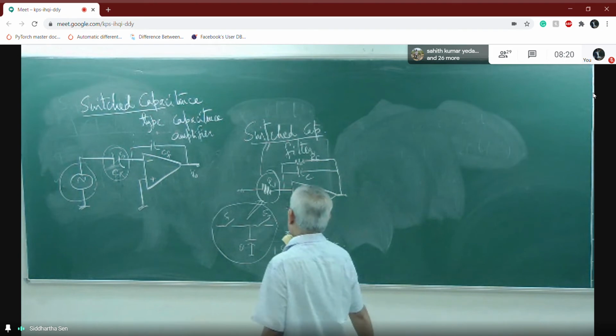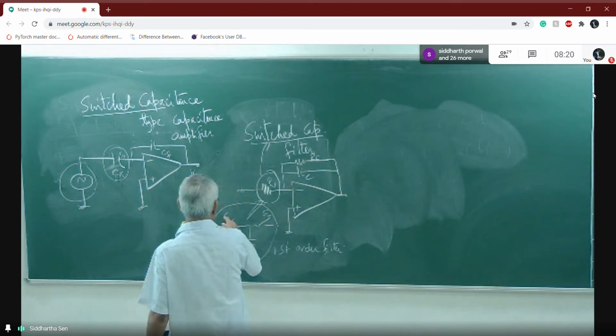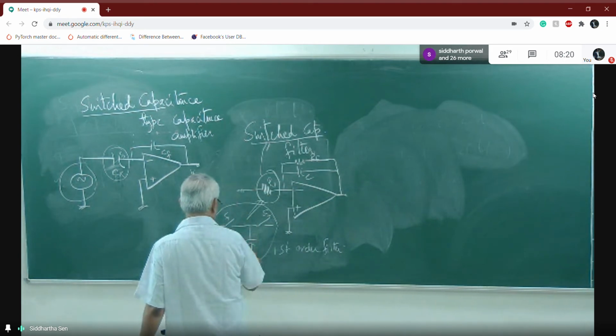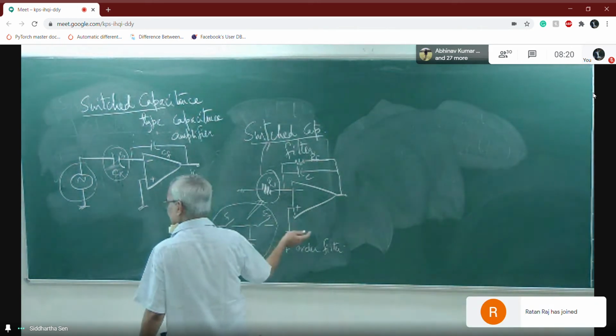So what will happen is that S1 will be closed, the circuit will be charged with some voltage, then S2 will be closed, then it will be transferred to some other gate.